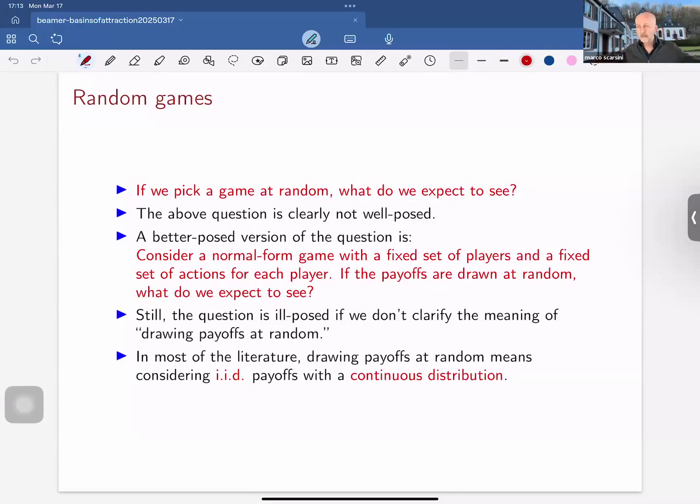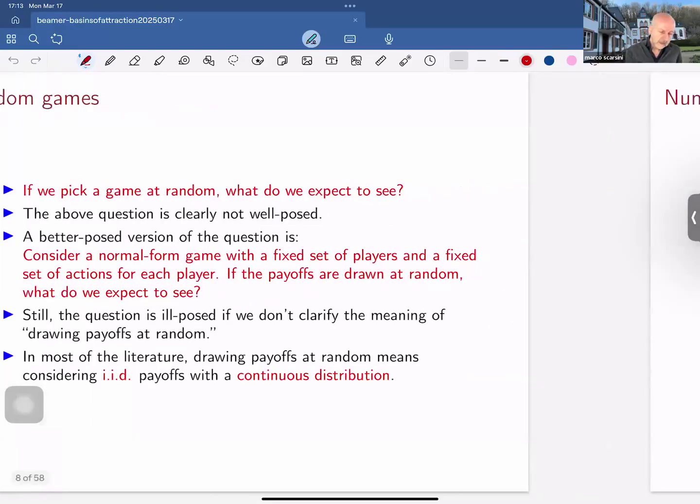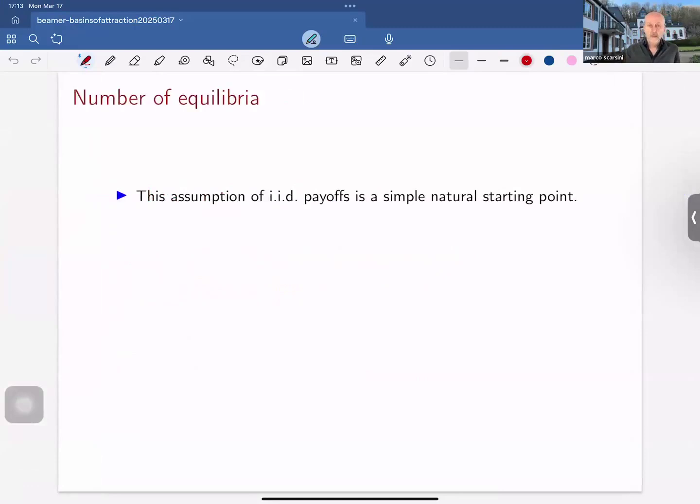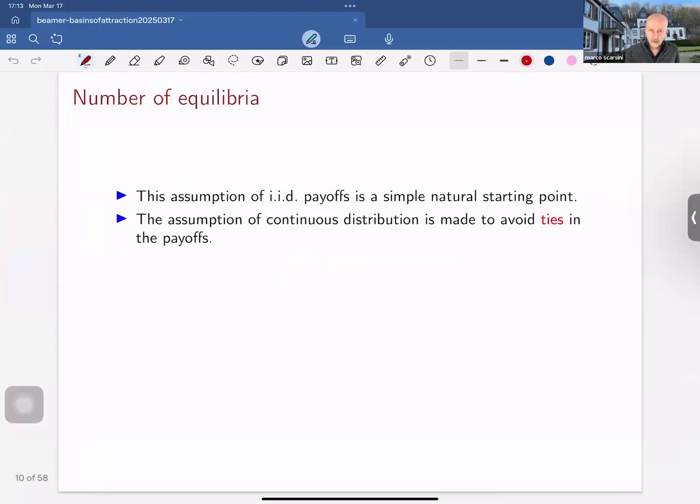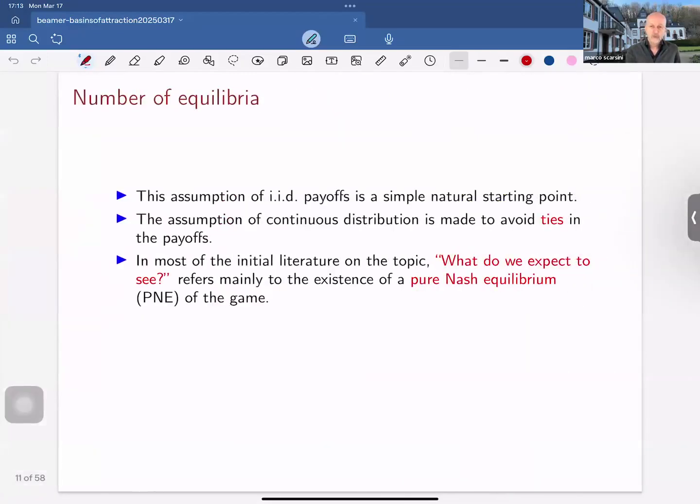As I said, this literature started in the 60s and it went on. This assumption of IID payoffs is a natural starting point, and a continuous distribution is to avoid ties. Now, this is the setting. And then the question was, what do we expect to see? In most of this initial literature, the question was: do we expect to have pure Nash equilibria in this game? And if yes, how many? So this is the setting.